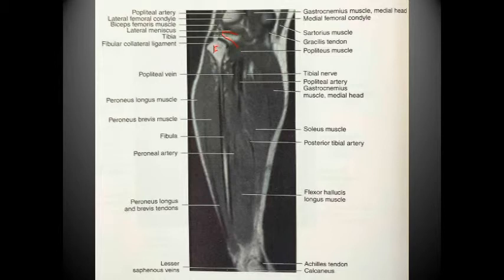Notice that we have the peroneus longus muscle, the peroneus brevis muscle, the posterior tibial artery, the Achilles tendon, and notice we have the sartorius muscle still coming in. Here we have the gastrocnemius muscle, the medial head.